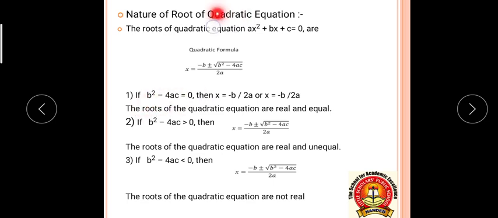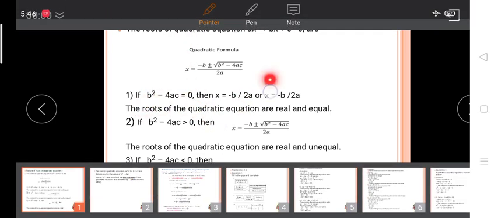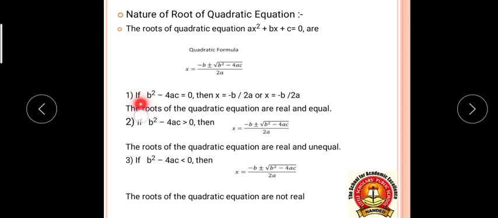If you are only asked the nature of the roots of the quadratic equation, firstly calculate b square minus 4ac. What is meant by b square minus 4ac? We call it the discriminant. Now, this is the nature of the roots. If b square minus 4ac is 0, it means that the roots of the quadratic equation are real and equal.